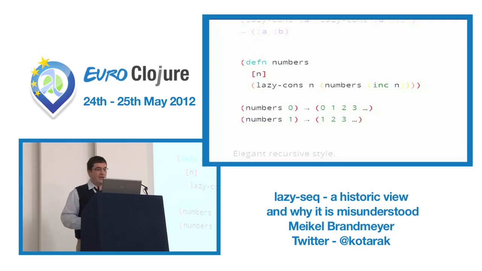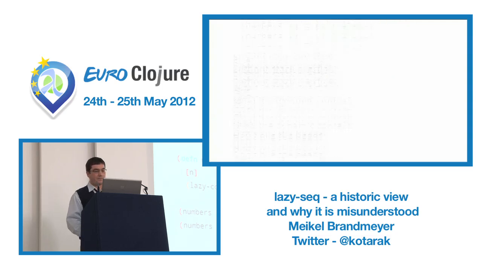So when we say numbers 0, we get all the numbers from 0 on, and if you don't agree that 0 is a natural number, we can also start at 1. And this is really an infinite sequence. As long as we don't want to print it, this will work fine because it's not realized in memory. It's just some promise that if we ask for further elements, we will get them.